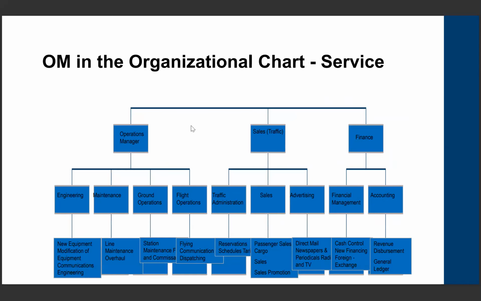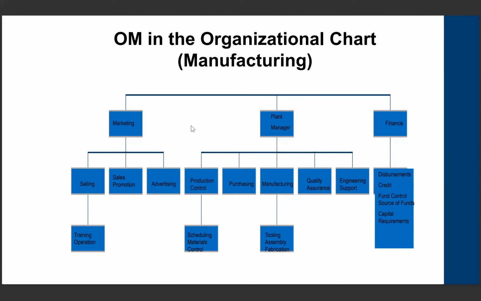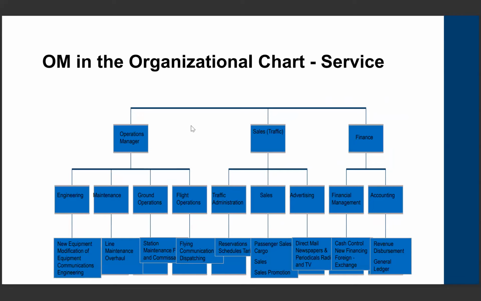And here, this is the OM in the organization chart for a service sector. Previously, it was for the manufacturing sector, and here it is the service sector. And this example is specifically about an airlines company. So the operations manager is in charge of engineering, maintenance, ground operations, and flight operations. That person is overseeing all these things, and then the sales or marketing function and the finance function.